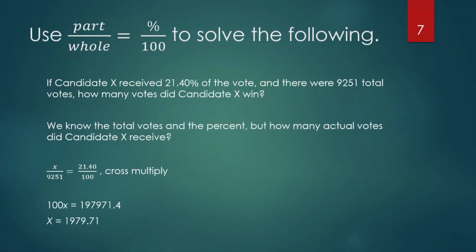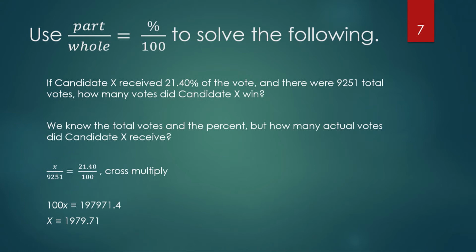So here on this next slide is another question, but we're using the same information with candidates W, X, Y, Z. We're still going to use part over whole equals percent over 100. So if candidate X received 21.40% of the vote, and there were 9,251 total, how many votes did candidate X win?